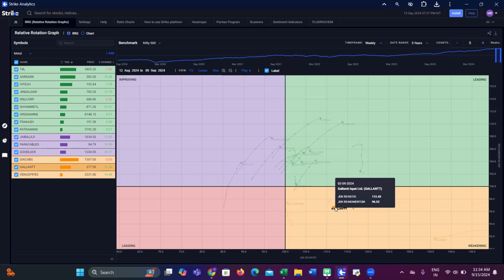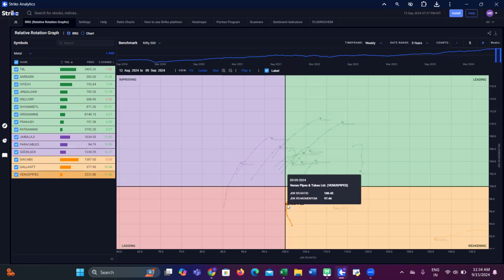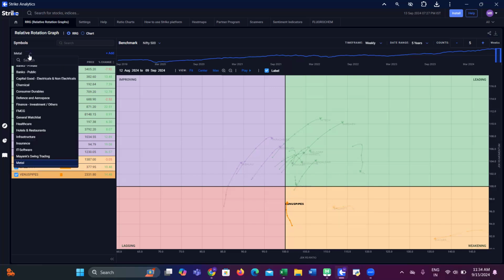This is Talent Spot. Yeah, it's in weakening, but smaller tail length, not a significant reduction in the RS momentum, stable RS. Venus Pipe seems like a Nirvana moment with a 90-degree move and very close to the benchmark. So let's look at how it goes. Keep an eye on this. So that covers the metal.